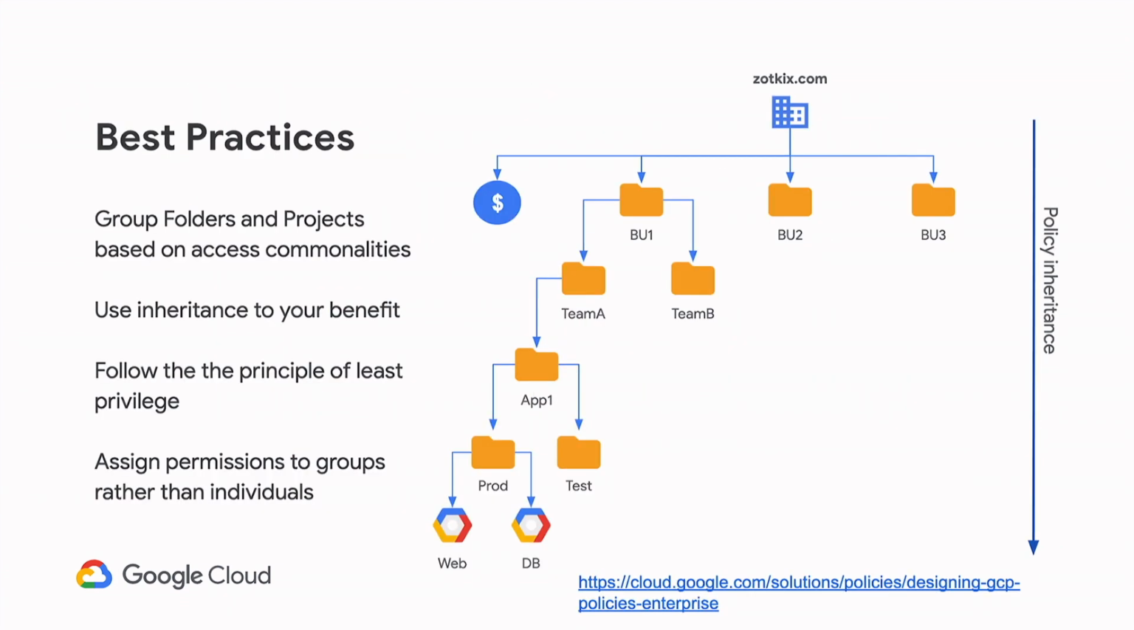When we put everything together and use this as an example, here are some of the best practices. First, group your folders and projects based on access commonalities, be it by business units, teams, applications, environment, and so on. And we talk about the inheritance downwards. At the same time, the child policies cannot restrict access granted at the parent. For example, if you grant the editor role to a user for a project and grant a viewer role on a child resource, the child resource will still have the editor role.